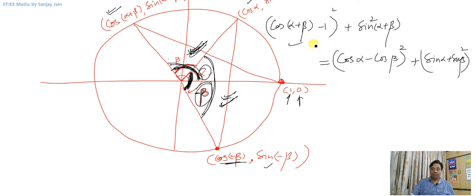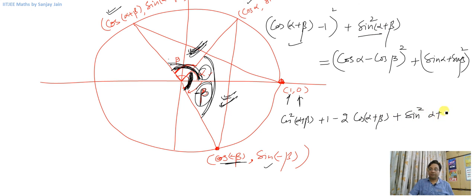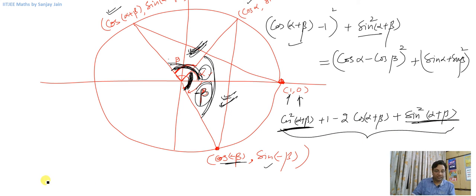Now I'll open these. So this will become cos square alpha plus beta plus 1 minus twice of cos alpha plus beta, and this is sin square alpha plus beta. So this is my left hand side, and if you notice on the left hand side, sin square of some angle plus cos square of the same angle will become 1. So the left hand side now can be written as, let me write it here, this is 1 and I'll have to add this one here, so 2 minus 2 cos alpha plus beta.